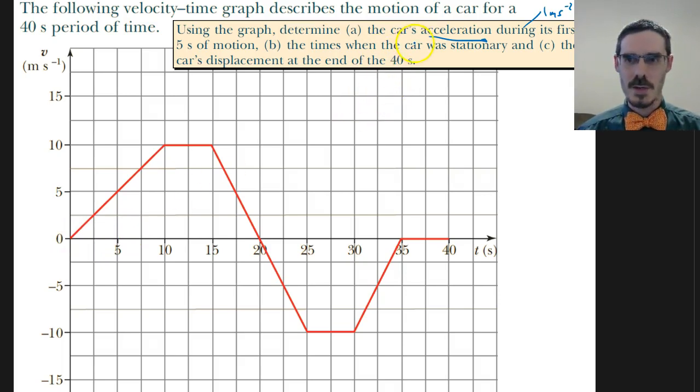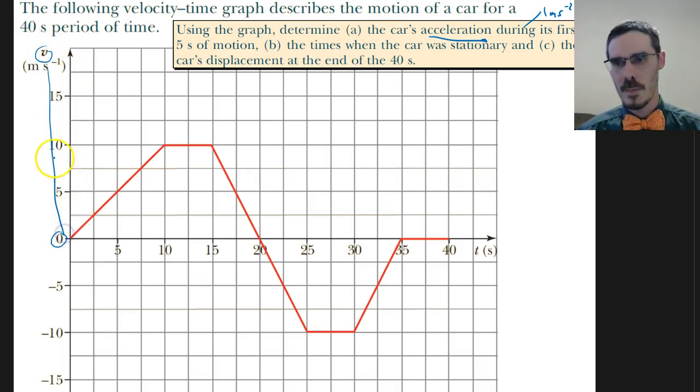B, when was it stationary? It was stationary when the velocity was 0. Be careful. It's not stationary here, it's moving at 10 meters per second. It's not stationary here, it's moving at 10 meters per second the other way. It's stationary when the velocity is 0. That's B.